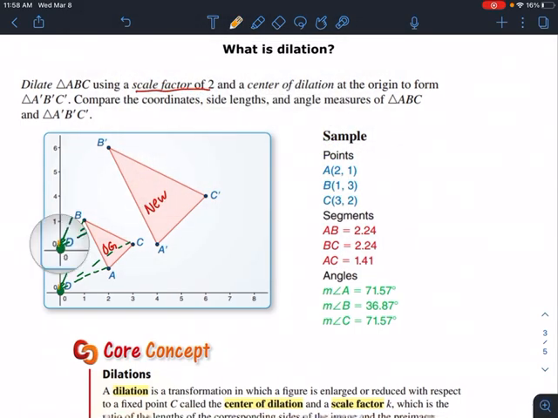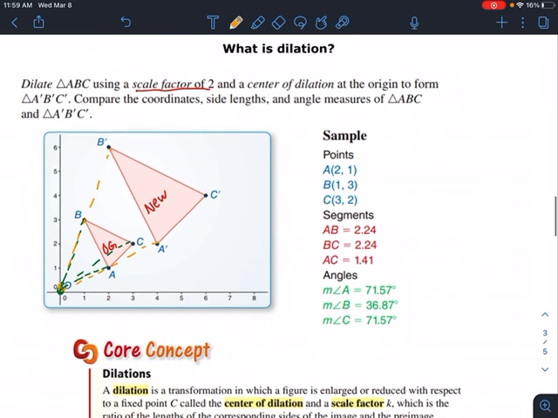So the distance from the origin to B is now doubled for B prime. The distance for B prime is twice the distance as it is from B. A is the same thing, it's now twice the distance to get to the new shape. And if we look at our sample points, let me put this in blue. A prime is now at 4, 2. B prime is at 2, 6. And C prime is at 6, 4.